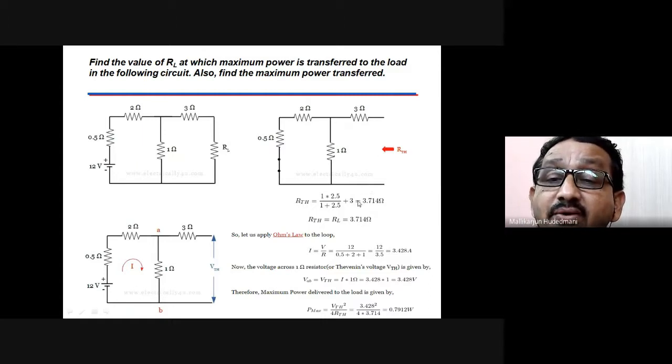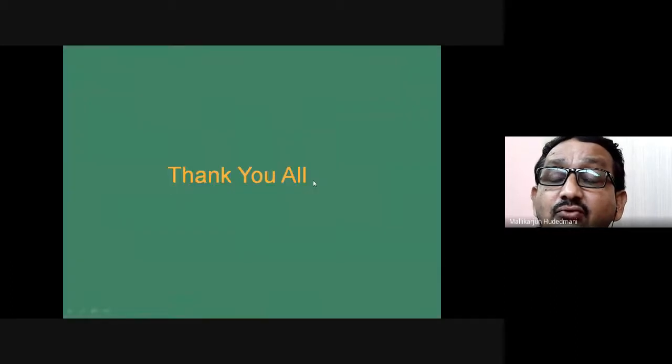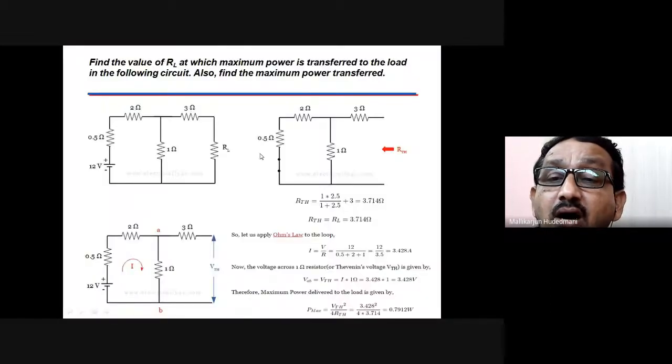Having represented them, now connect your RL. That's what we can do with the work. So RL must be equal to RTH, which is 3.714, and the VTH is 3.428. Then we know what Pmax we can transfer: VTH square divided by 4 RTH. That is 3.428 square, with 4 into 3.714 in the denominator, which gives 0.7912 watt of power.